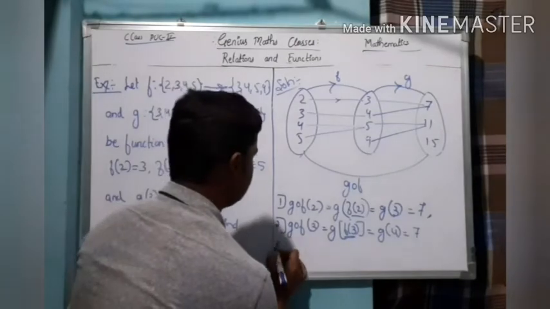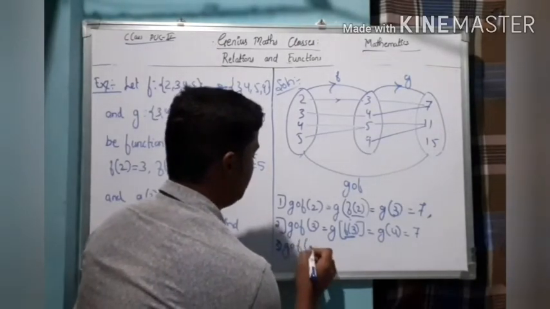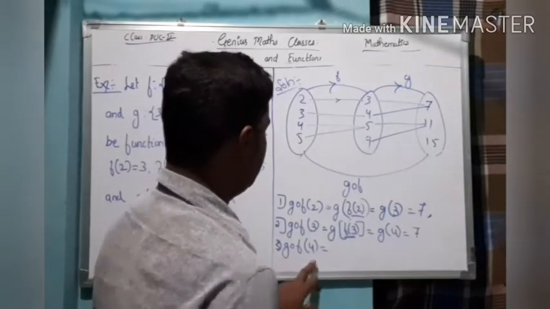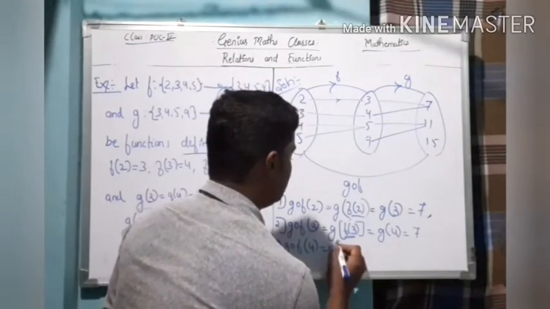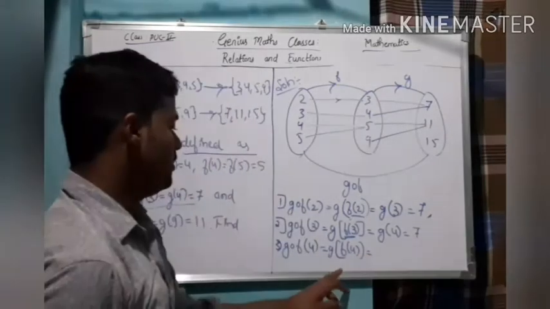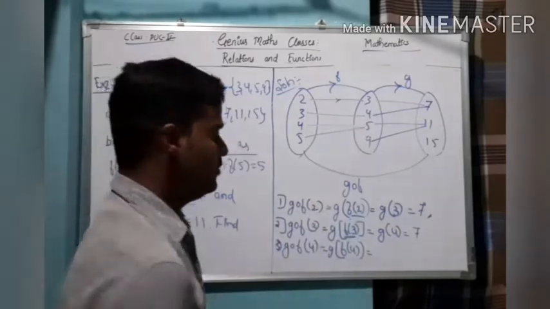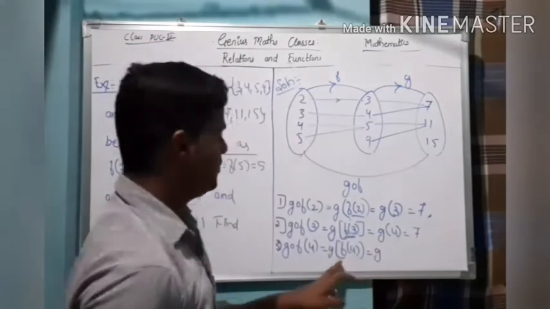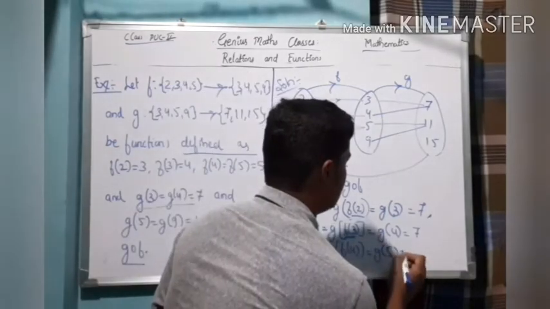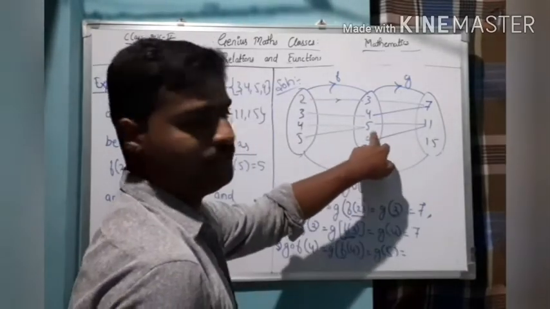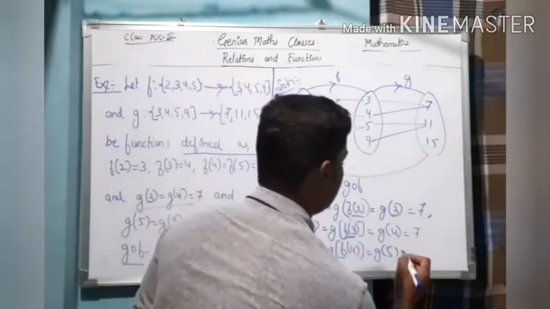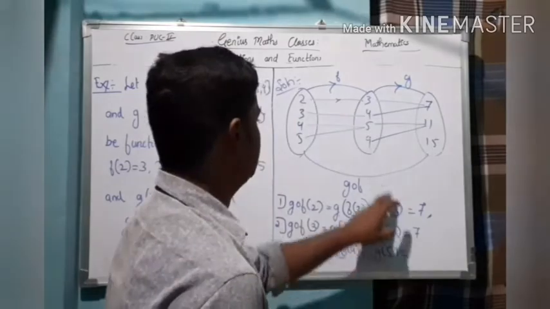Similarly, g∘f of 4. According to the definition, g of f of 4. The f of 4 value is 5. So g is kept as it is, and f of 4 value is 5. So we know the value of g of 5. g of 5 value is 11.